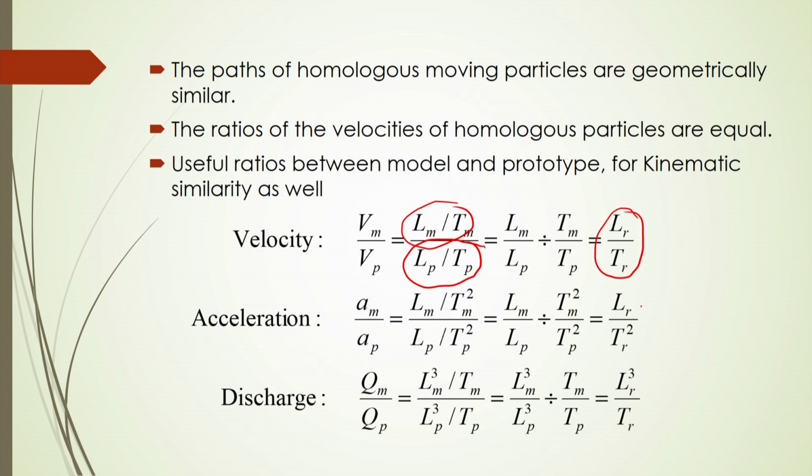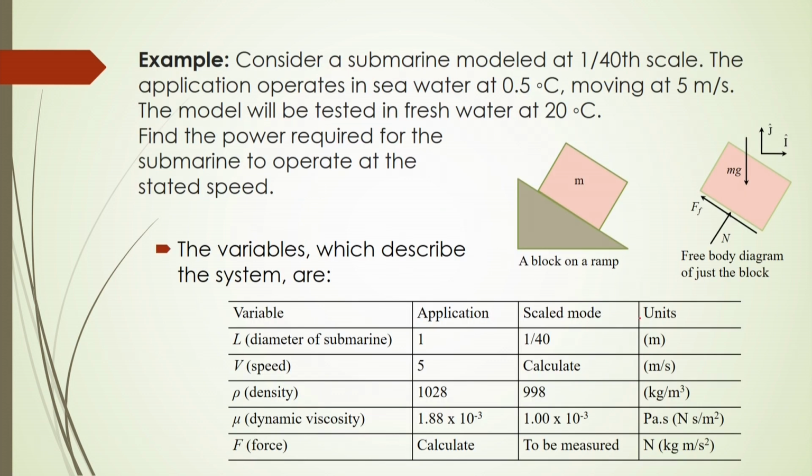Similarly, for acceleration it will be Lp by Tp square as per this equation, and similarly for discharge you can consider Qm by Qp, and ultimately as per dimensions it will come Lr cube by Tr. So, based on this ratio for the model and prototype, this kinematic similarity is to be considered for your design.